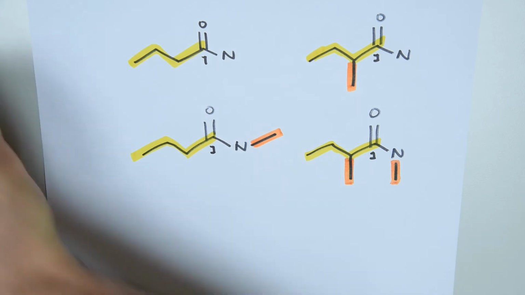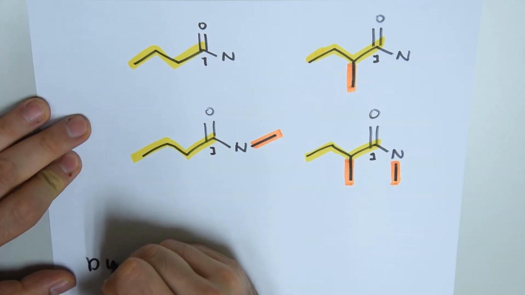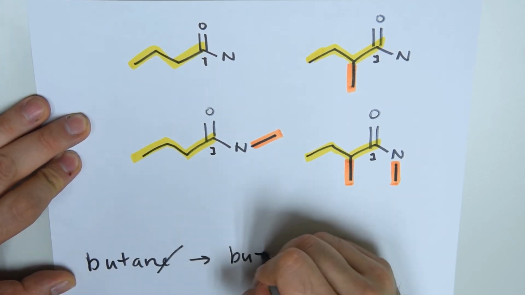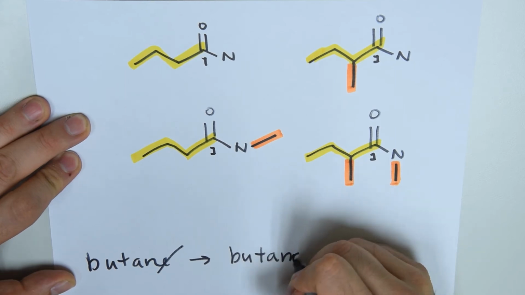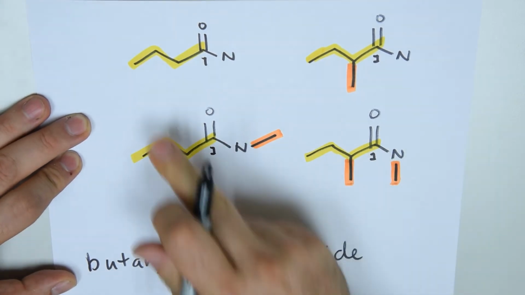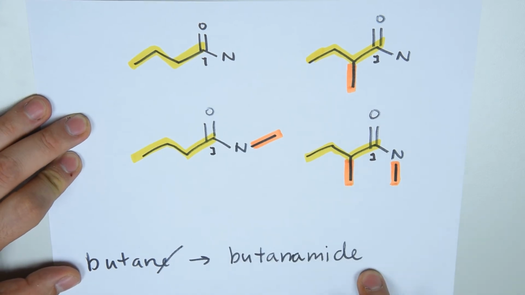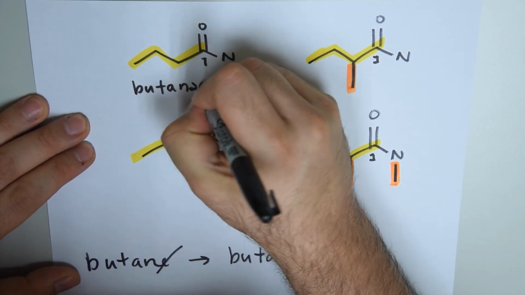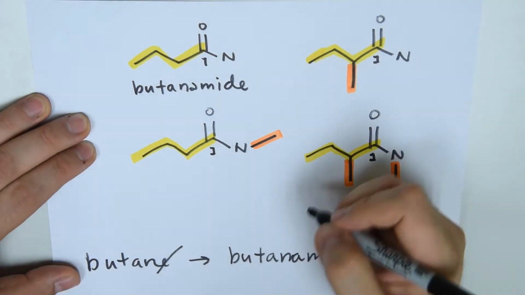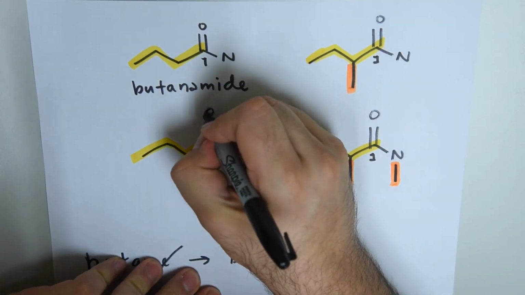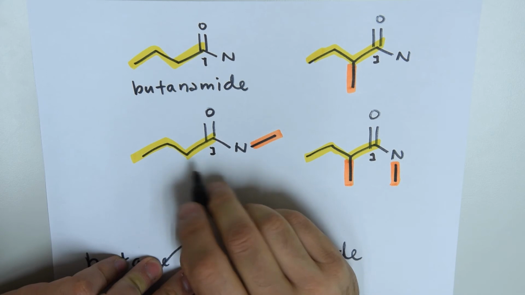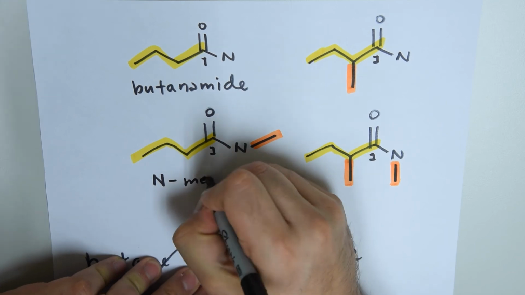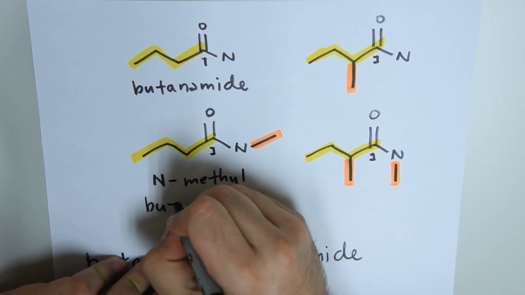So let's break it down. They're all derivatives of butane. So I cut off my E, and this is going to turn into butanamide. Butanamide. So all these 4 molecules are butanamide. What is the difference between them? This one, the first one, is just plain butanamide. There's no other substitutions or attachments. Here, however, in this example down here, the methyl group is attached at the N. So this is N, big N, representing nitrogen, methyl, butanamide.